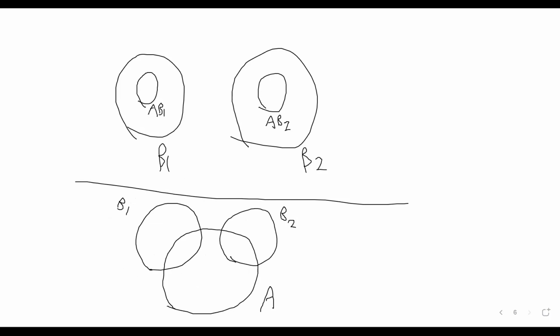So AB1 is mutually exclusive from AB2, right? And technically you would put B1 and B2 overlapping and put nothing in the intersection. But I just want to illustrate how these two sets are separate, right? And so these two intersections also have to be separate, okay?